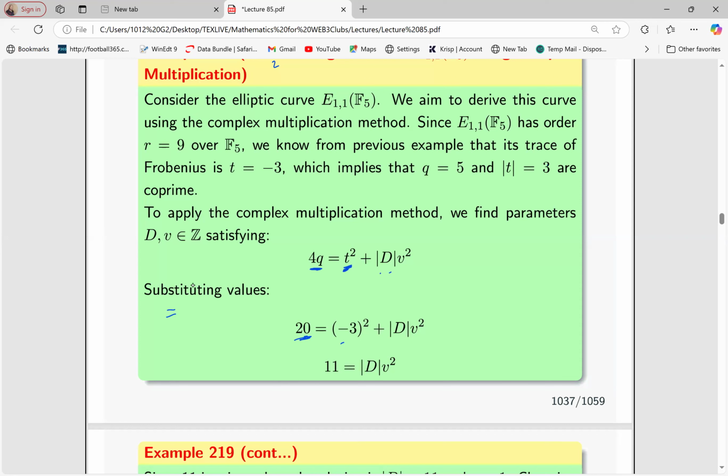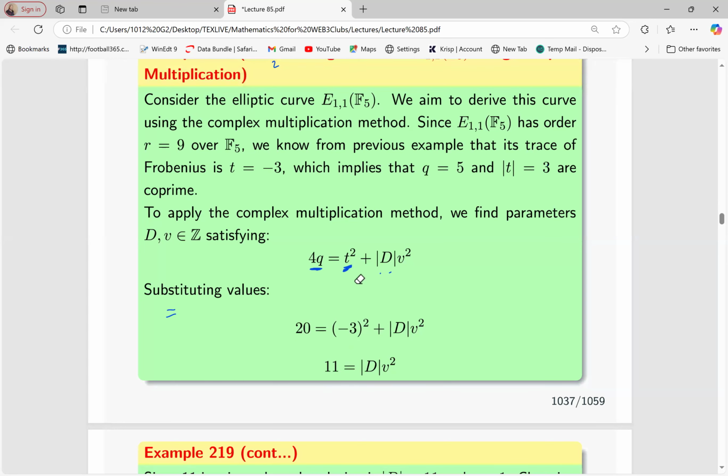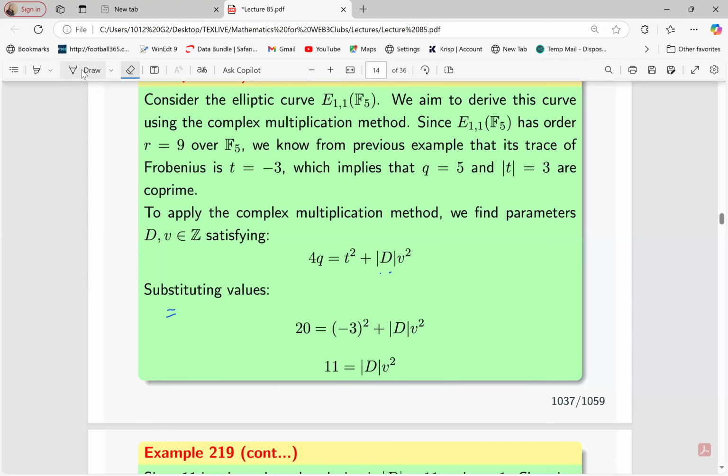So what do I get? Take this to the other side of the equal sign, because this one gives you 9. The other side of the equal sign, that is 11. 11 is equal to the magnitude of D multiplied by V square. Now, this one I'm using trial and error here. Which number can be D, and which number can be V? So I'm just using trial.